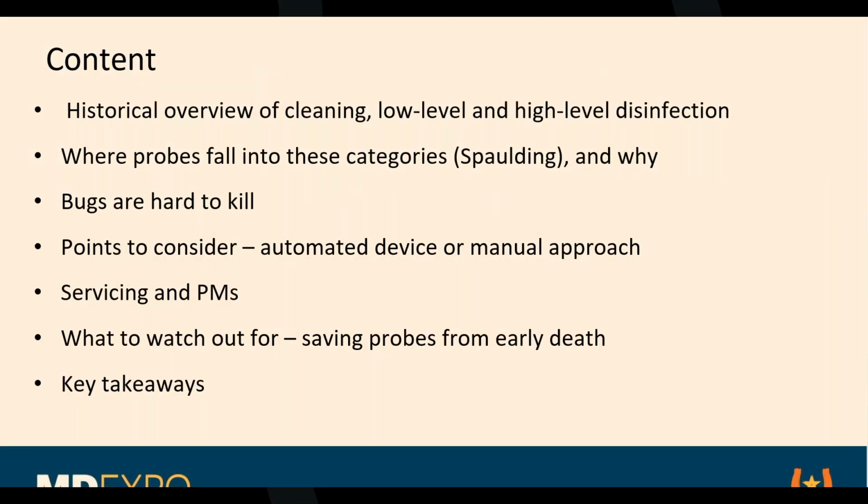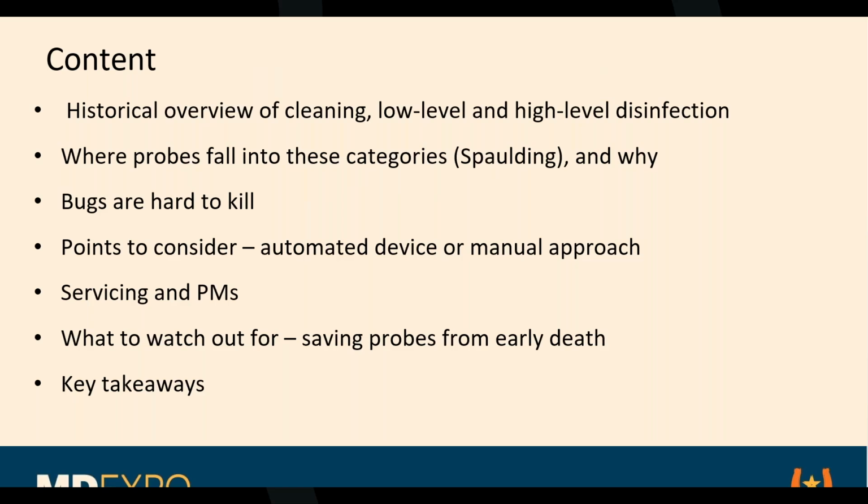Cool. Okay. So here are just a few things we're going to cover this morning. A historical overview of cleaning, how it all came about to begin with, both low level and high level types of disinfection. There are other things that are bookends for those, and that's just cleaning the device, hand cleaning the device itself, and getting off all the macro crud that happens to be on a probe.